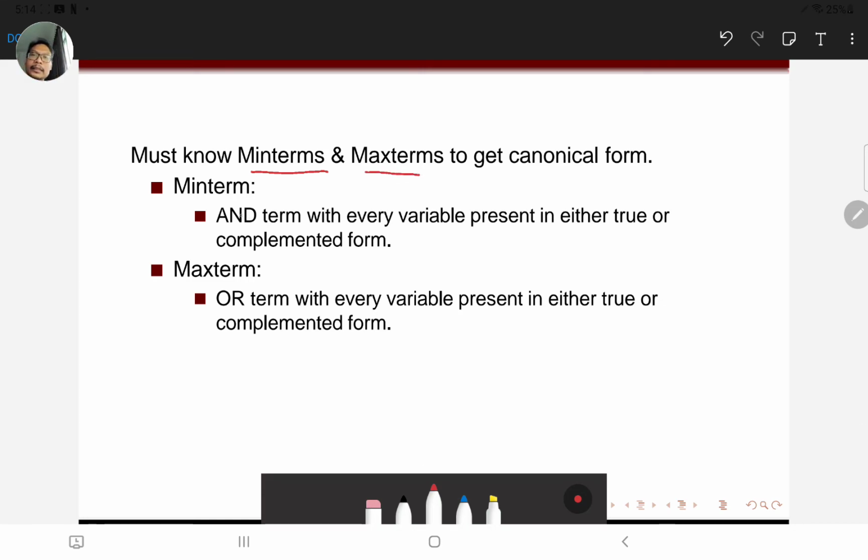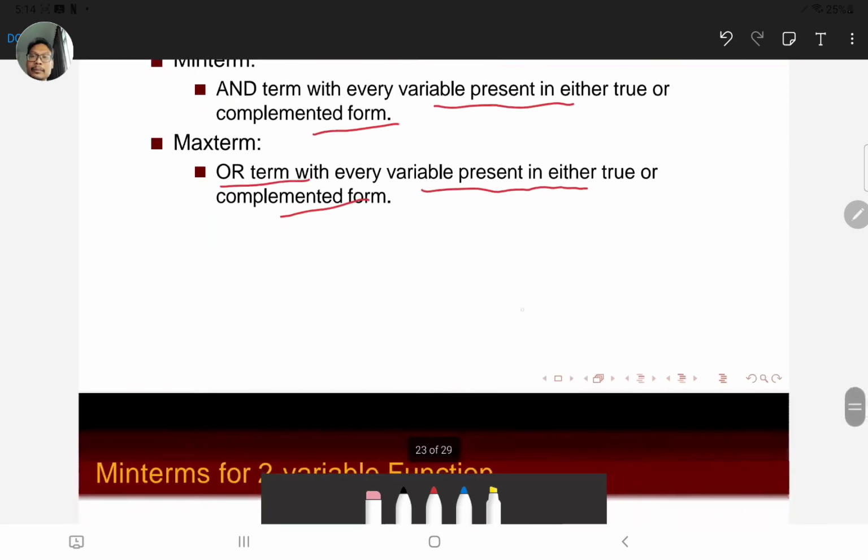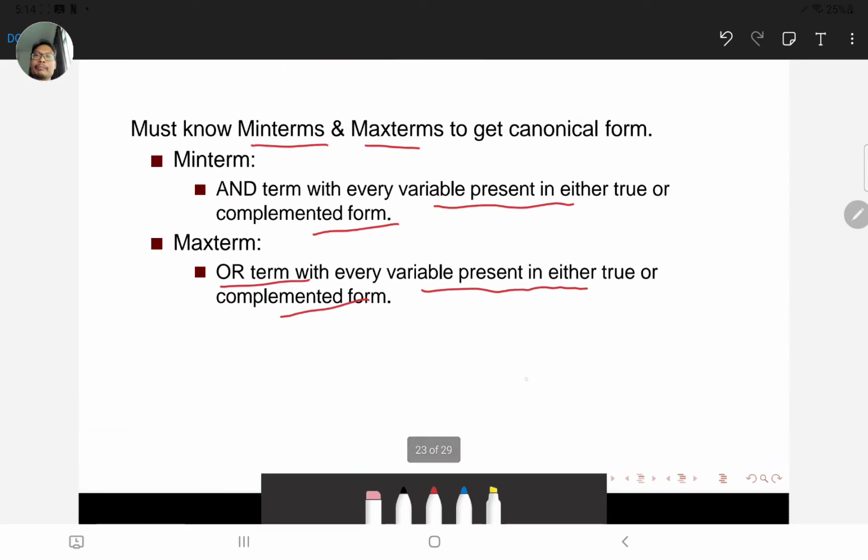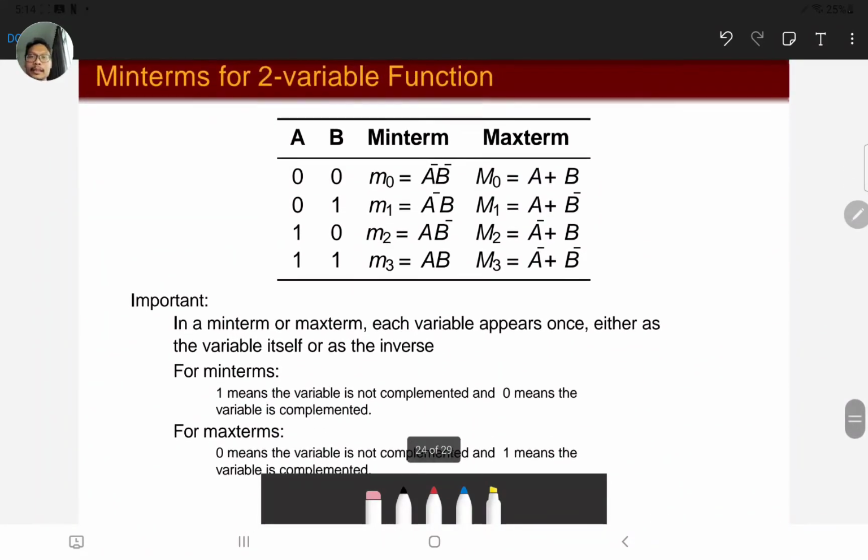A minterm is an AND term where every variable present is either true or in complemented form. A maxterm is an OR term with every variable present in either true or complemented form. Let's have a look at an example; maybe it's clearer what minterm and maxterm mean. Let's say we have a 2 input, A and B. The question is typically: what is the minterm and what is the maxterm if the input is 00? If the input is 00, then our minterm is A bar B bar, and the maxterm is A plus B.